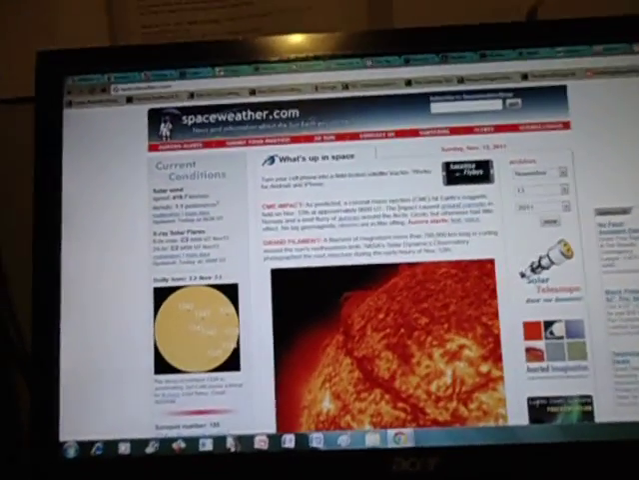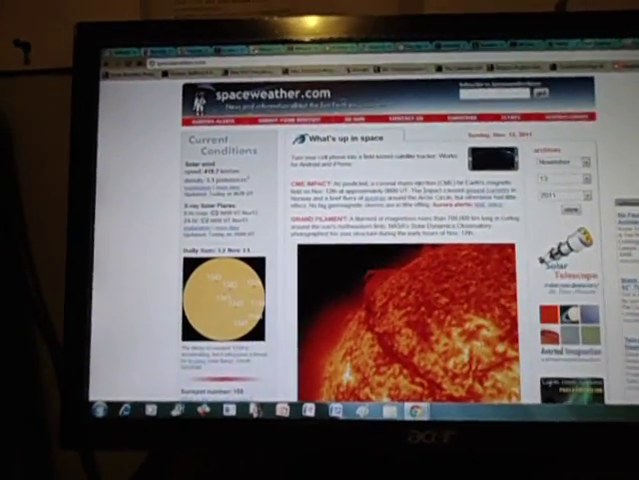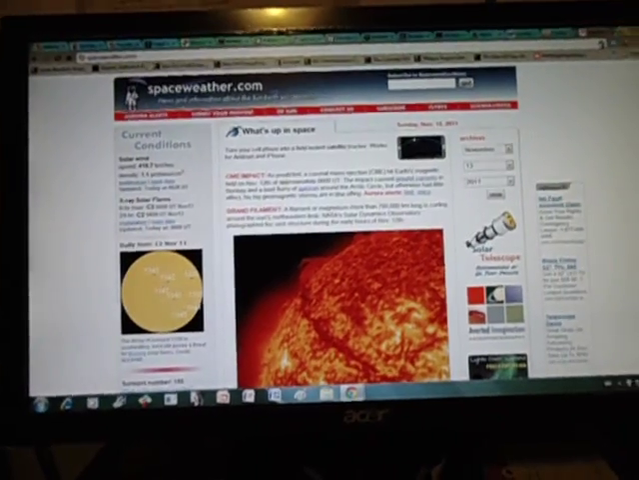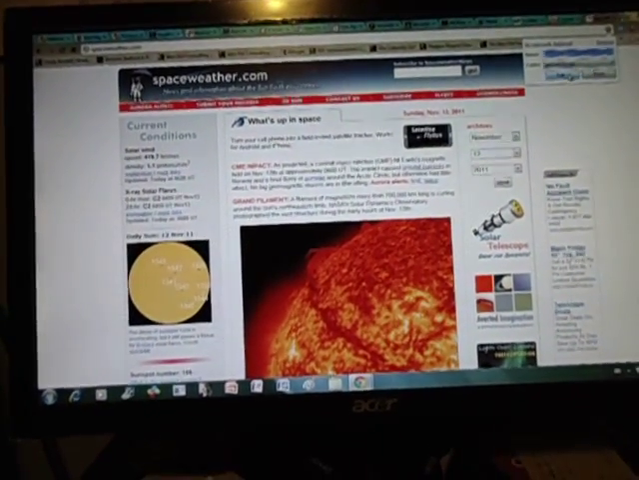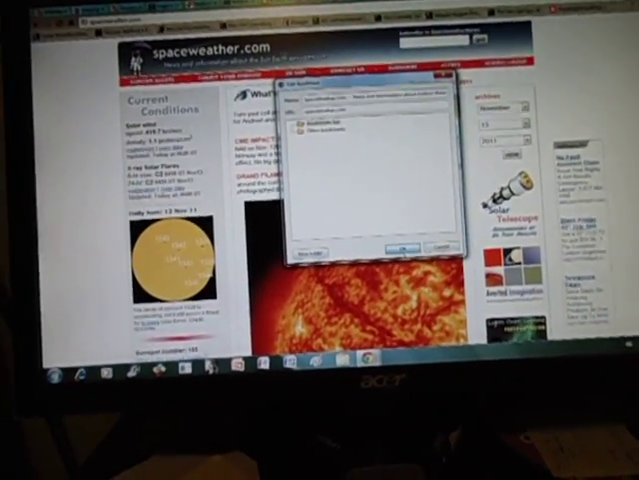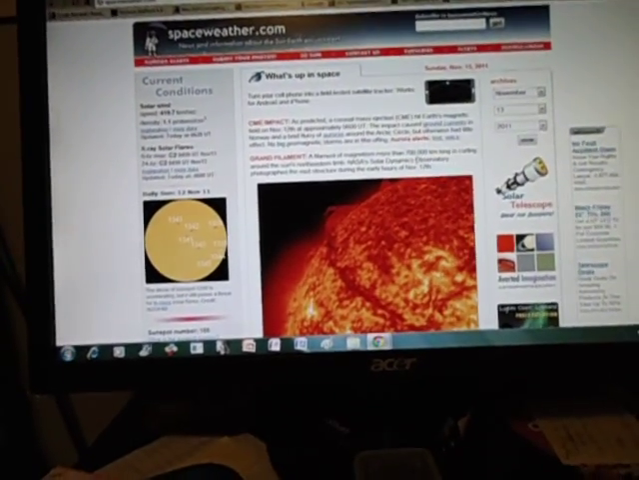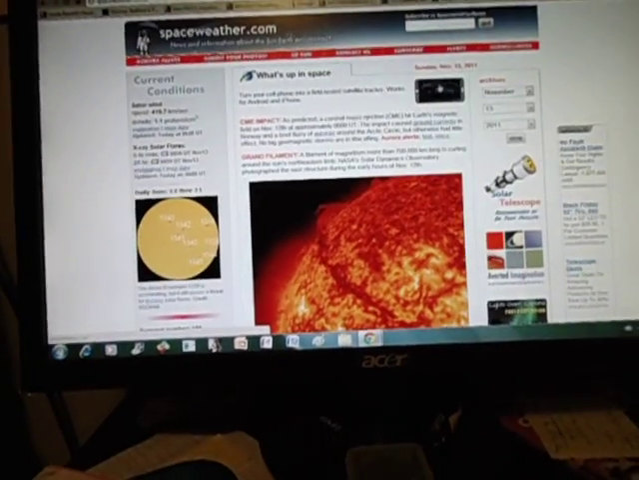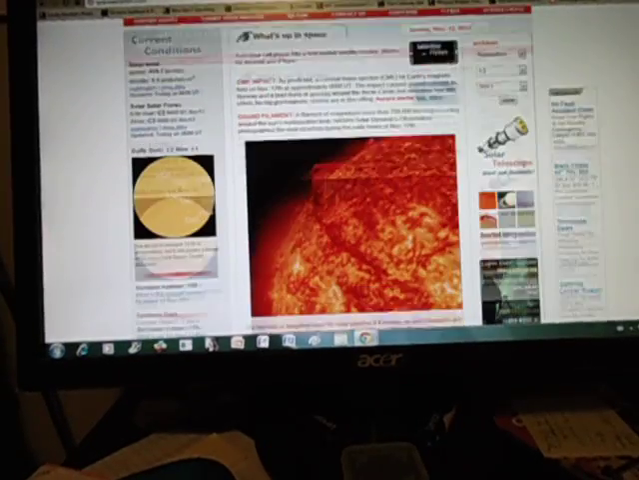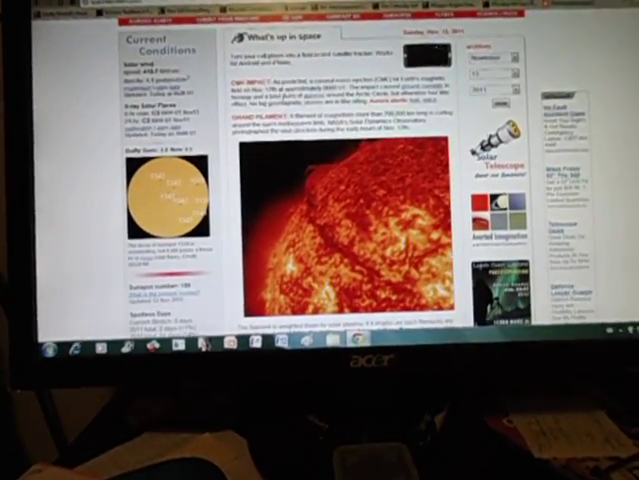Okay, I found the site that I like to go to. It's called spaceweather.com. I'm going to add it to my favorites so next time I remember. And what it tells you is, it gives you the readings for November 13th. CME Impacts. It tells you the prediction.